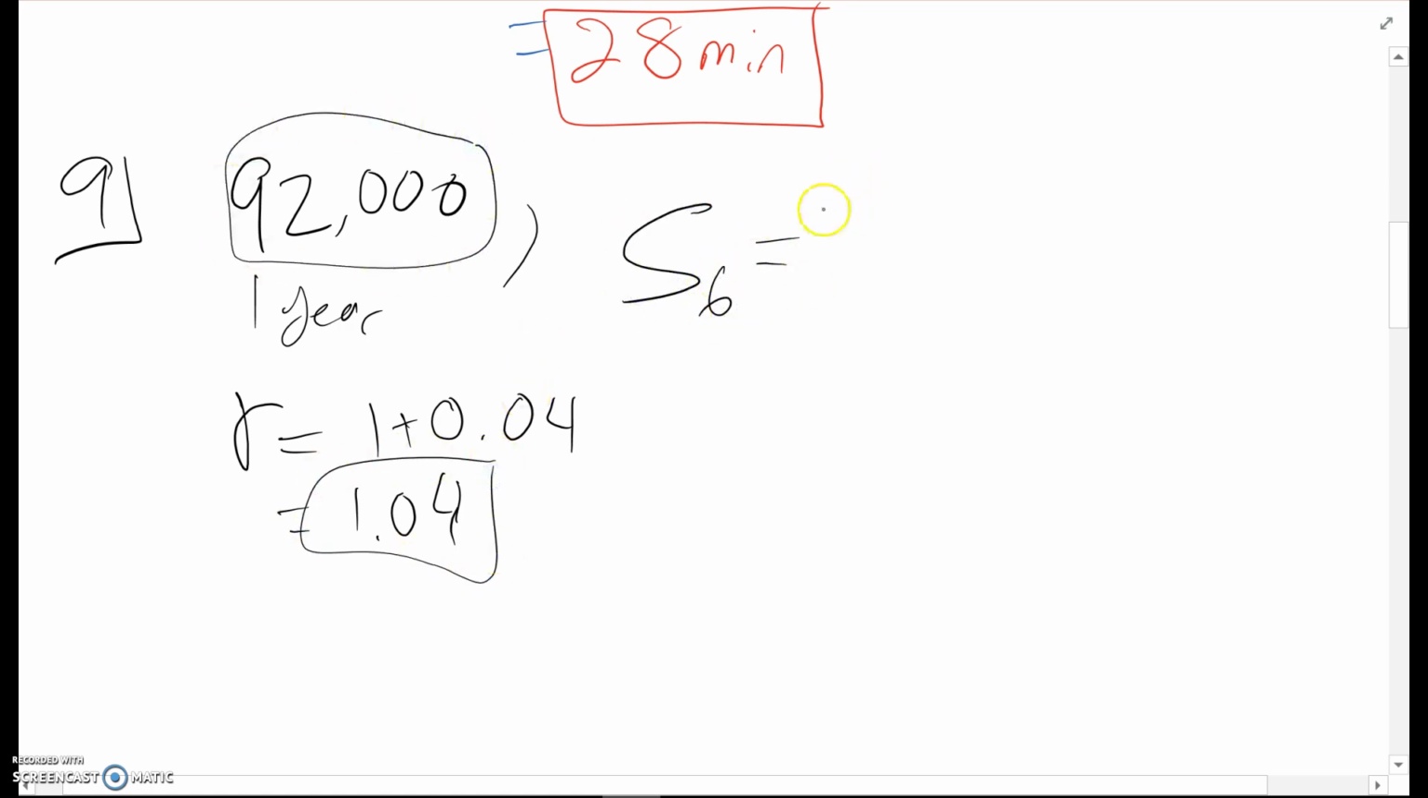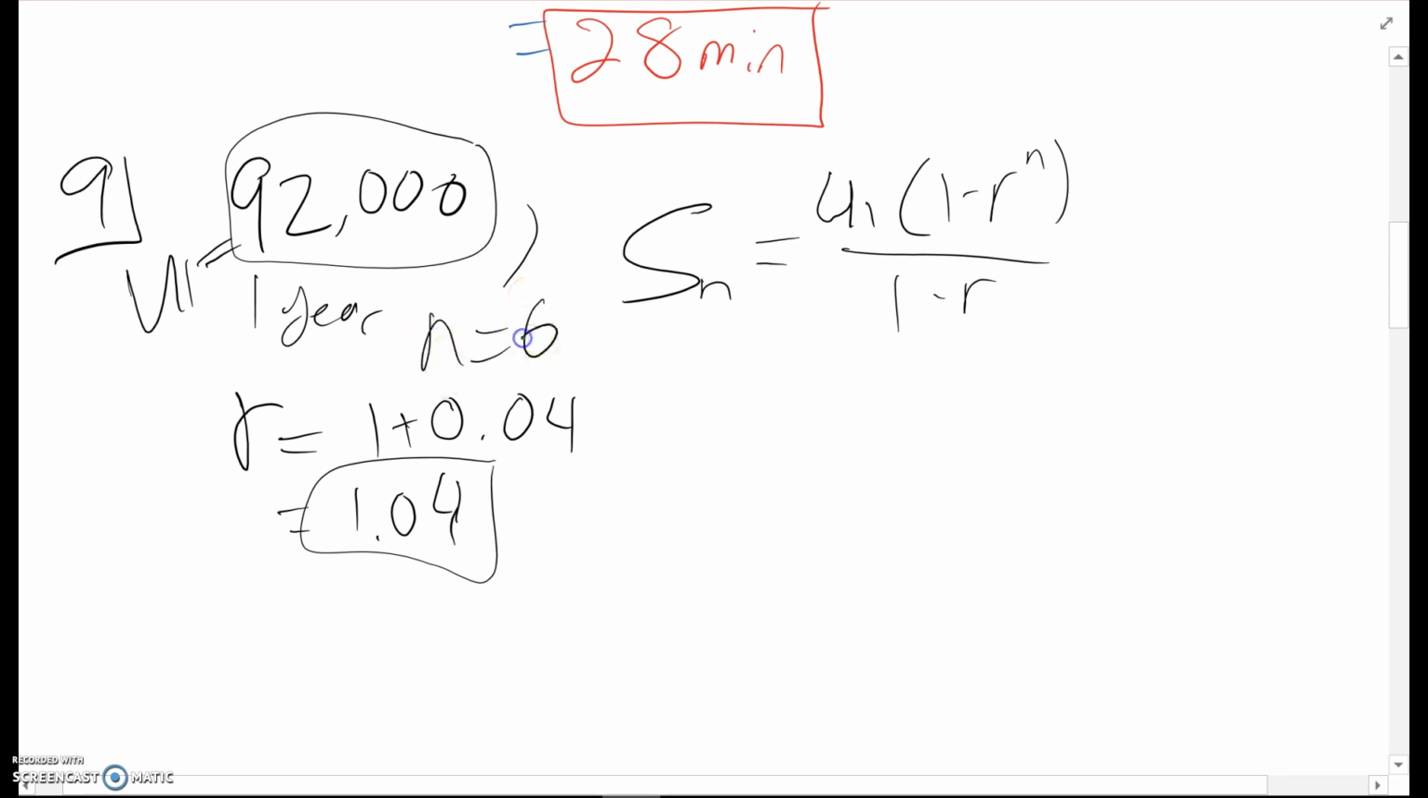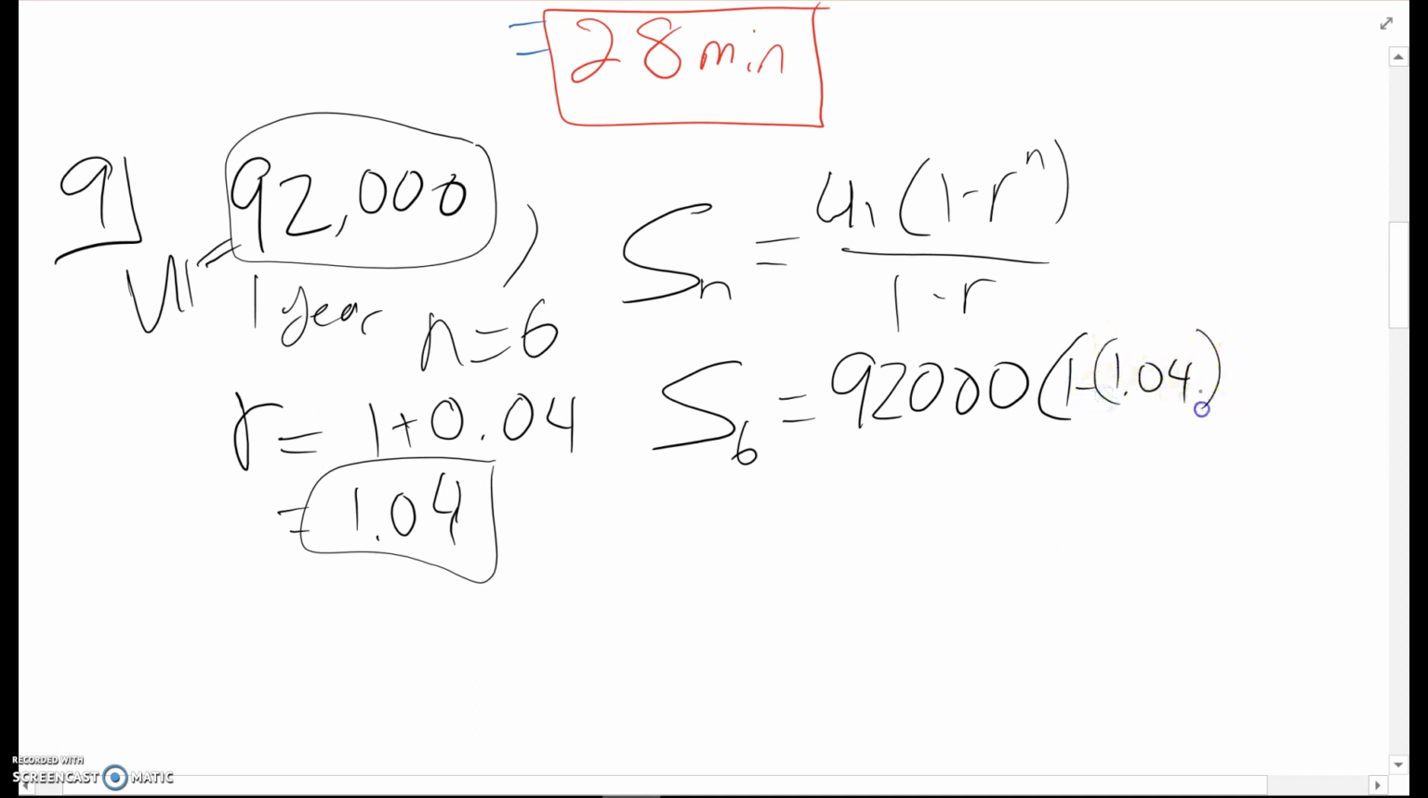So we know that this is going to be u sub 1 times 1 minus r to the n, all over 1 minus r, and we'll change this 6 to an n as well. Okay, and we're going to fill values in. This is my u sub 1. This is my ratio 1.04, and that's as much information as I need, and then I know that n is 6. Throw that in there. So S of 6 equals 92,000 times 1 minus 1.04 to the 6th power, all over 1 minus 1.04. So the sum of 6.